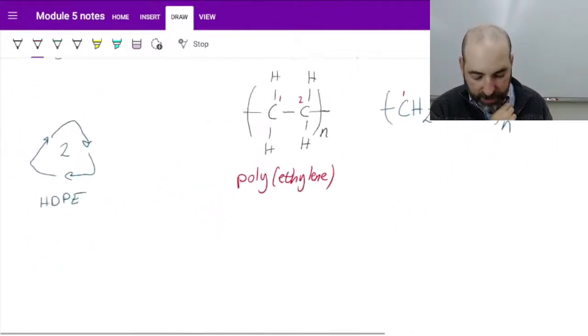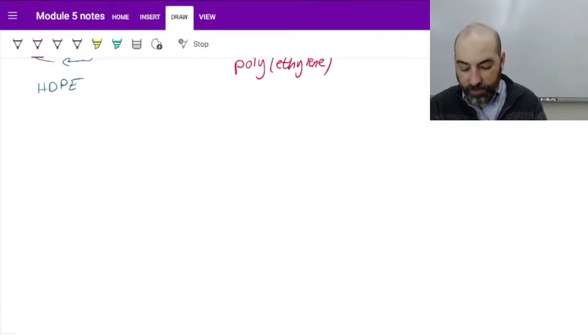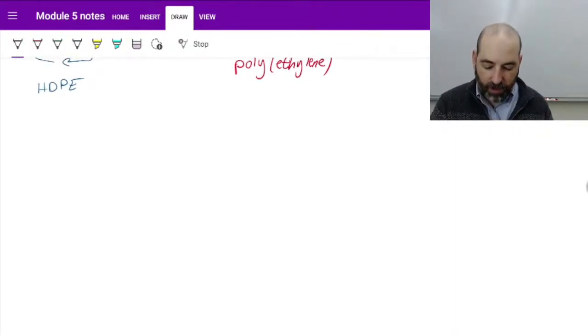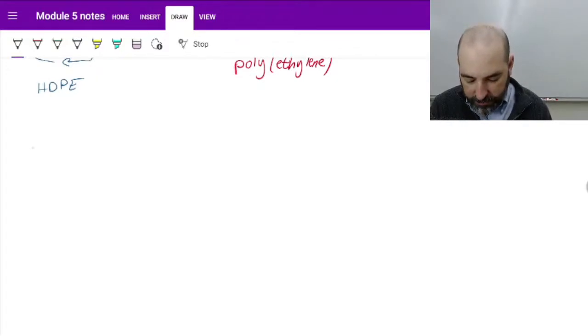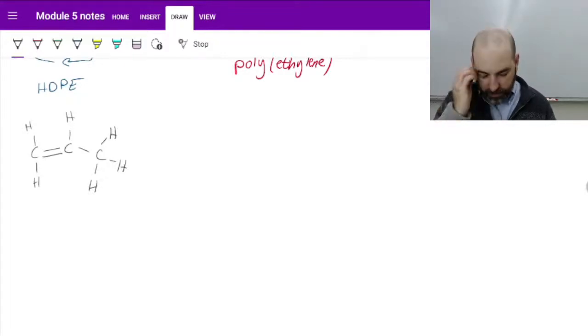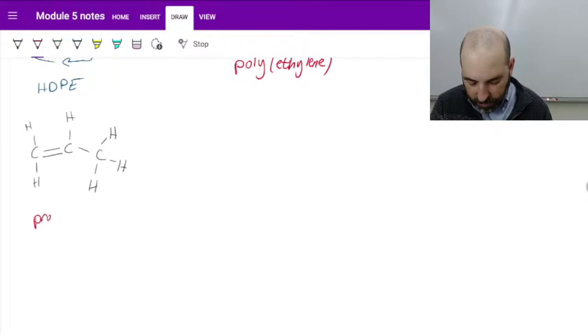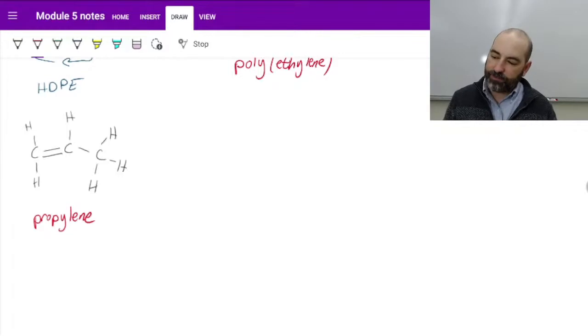Okay, let's look at a couple other types of addition polymers with similar structures. So another common one is polypropylene. So propylene has 3 carbons, and we'll draw out the full Lewis structure here first. It has 1 double bond between 2 of the carbons, and then an additional carbon coming off like that. So this is propylene. If we want to make polypropylene, we have to polymerize this.